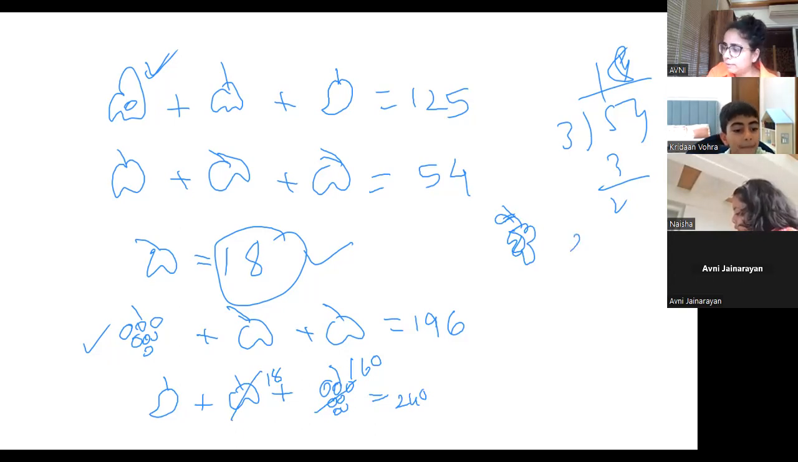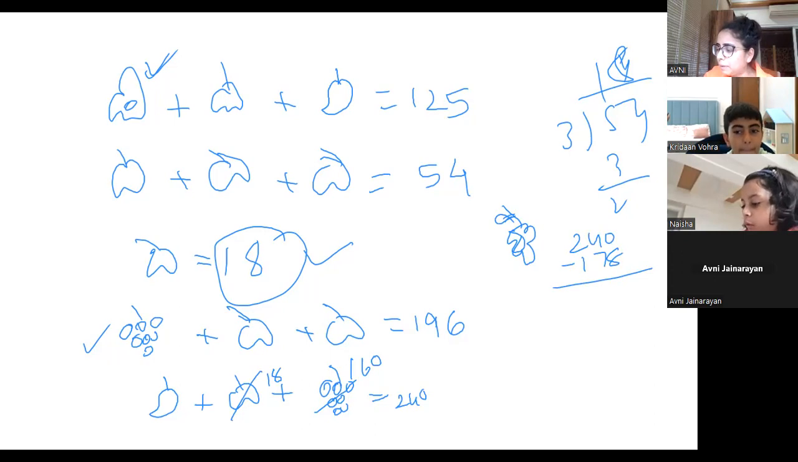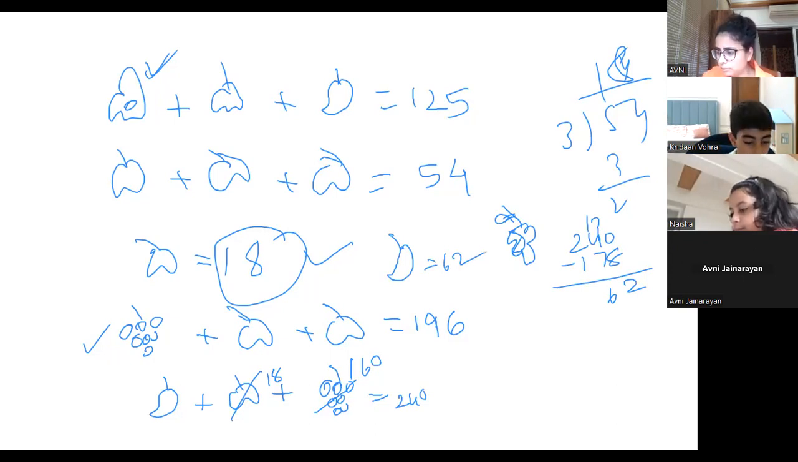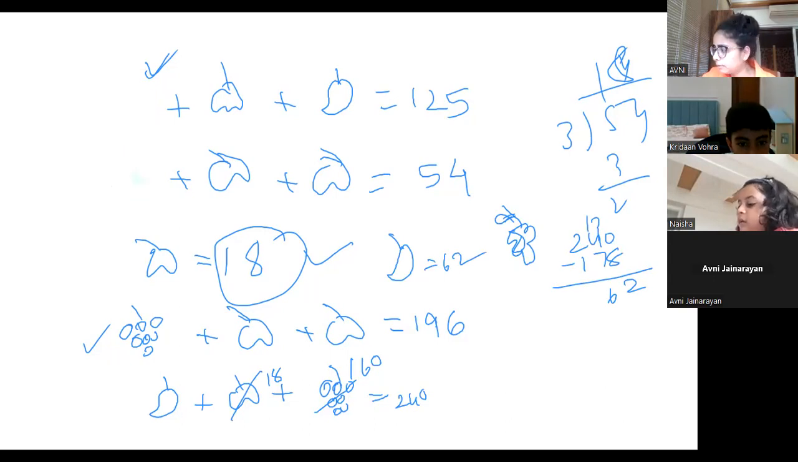178. 240 minus 178. नहीं ना. 240 minus 178 करो. Guess work नहीं करना कृदान. Numbers are bigger. So you should do a lot of calculations. You're on mute. Is it 62? कृदान, mango का value 62 आया? Yes, ma'am. So now we have an equation. Ignore. Okay. I'm just erasing the other ones.